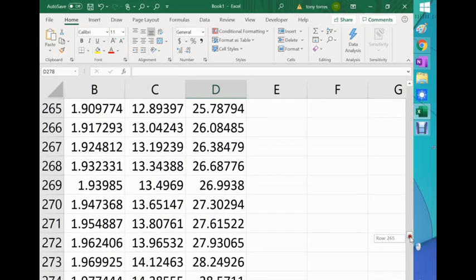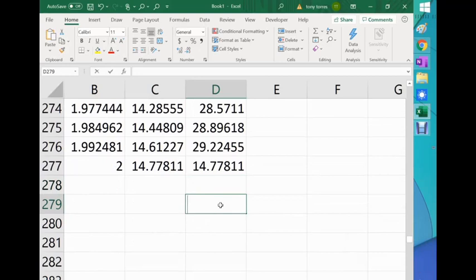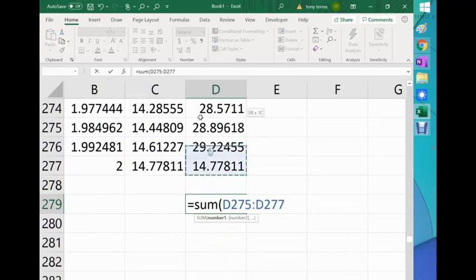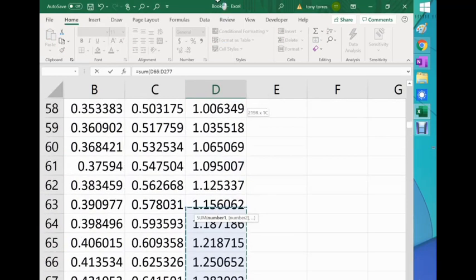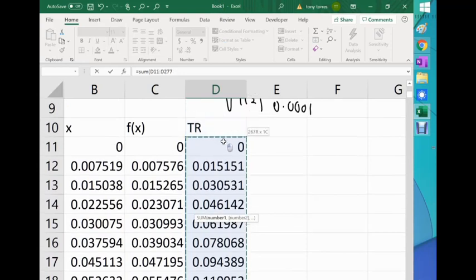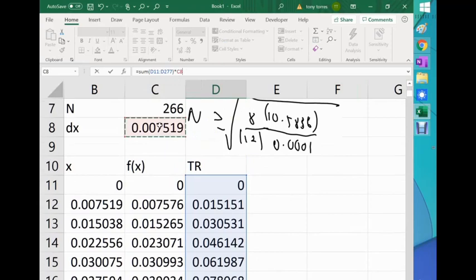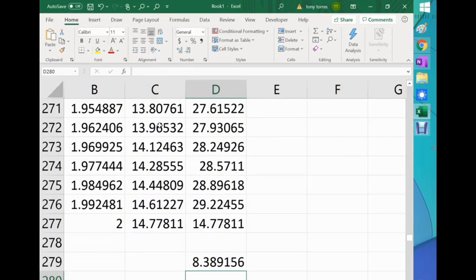Let's do the sum now. So my value here will be equal to the sum of all these. You can do Control Shift Up if it's a huge table, or you can do it like this because it's not that big. And here you end up there, close this, and then multiply that by delta x, which is this one, and divide that by 2. And now you've got the integral area using the trapezoidal rule.